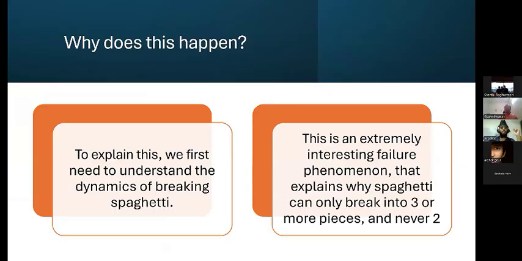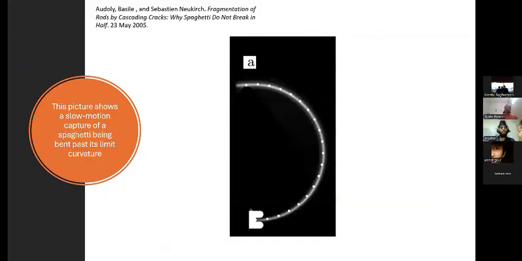Now, why does this phenomenon happen? To explain this, we first need to understand the dynamics of breaking spaghetti, which is an extremely interesting failure phenomenon studied by the likes of Richard Feynman that explains why spaghetti can only break into 3 or more pieces and never 2. So let's have a look at this paper from Audoly and Neukirch from 2005. The picture shows a slow motion capture of a spaghetti being bent past its limit curvature.